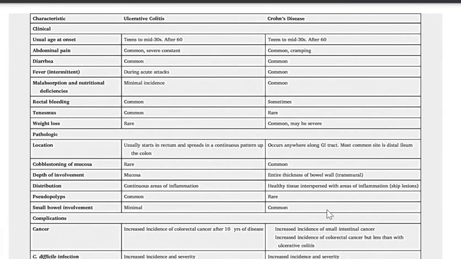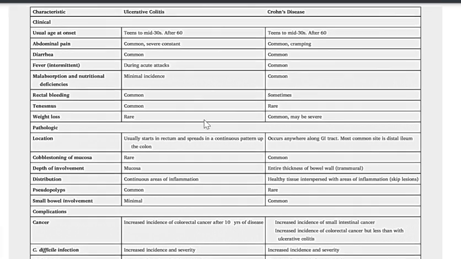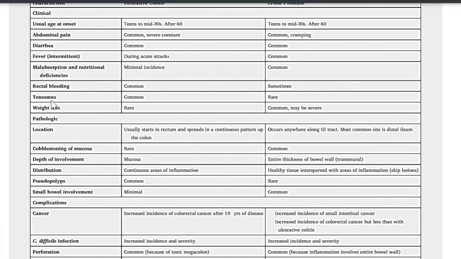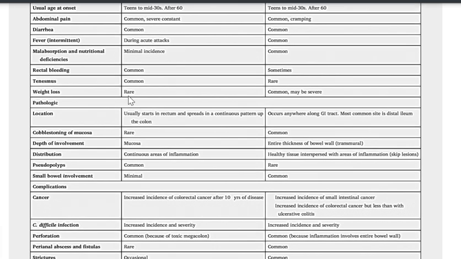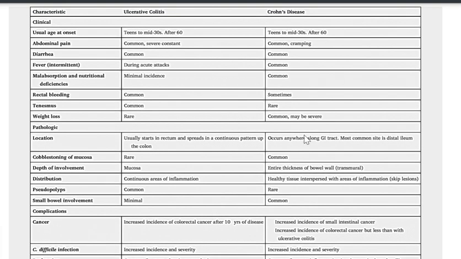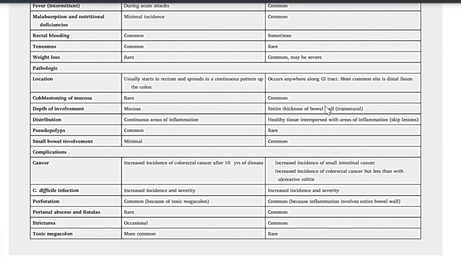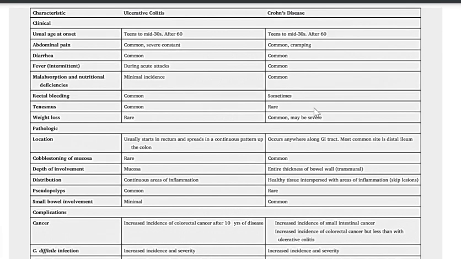What I would look at is what the abdominal pain looks like. Diarrhea is common in both of them. Fever could be common. We want to pick out something that would be different. Do you remember how I said tenesmus is rectal pain? It's rare in Crohn's disease because Crohn's is not even near the rectum, and it's common in ulcerative colitis. Weight loss is rare in ulcerative colitis, but it may be common in Crohn's. That's kind of different. And then cobblestone appearance is going to be very common in Crohn's disease.